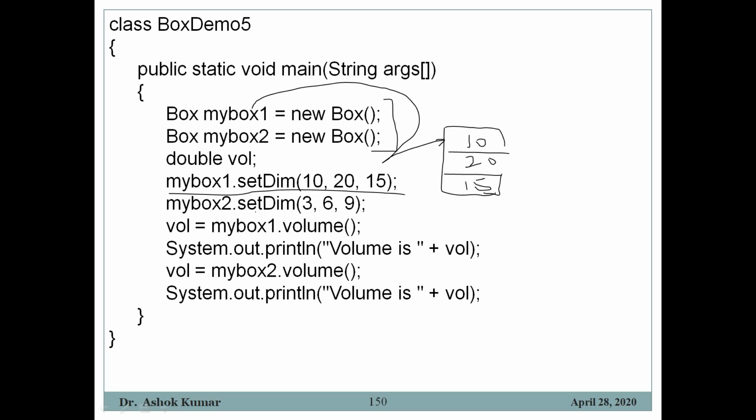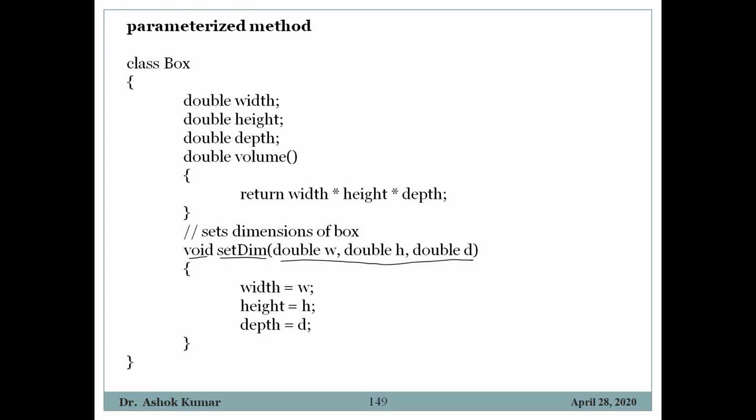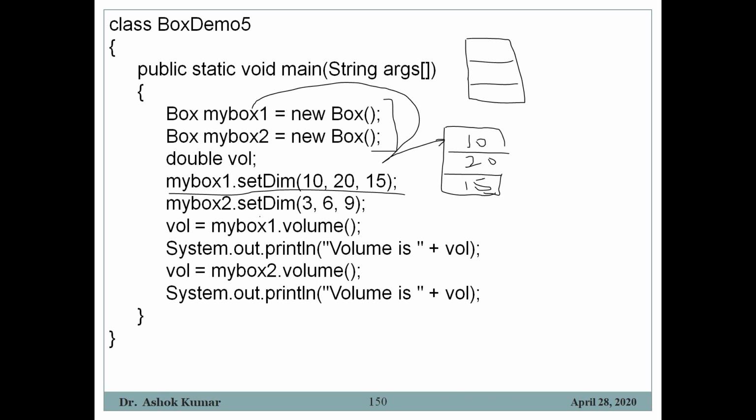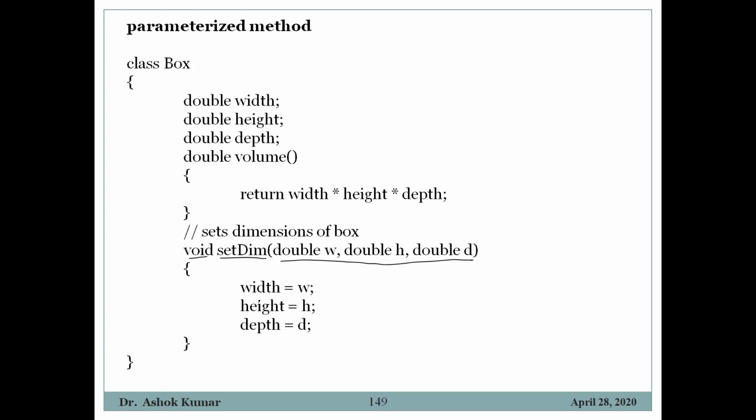Similarly, when the second setDim is called on box2, this is your second object, it also has the same instance variables width, height, and depth, and we are asking to set them to 3, 6, and 9. So these values will be set to 3, 6, and 9. Right.